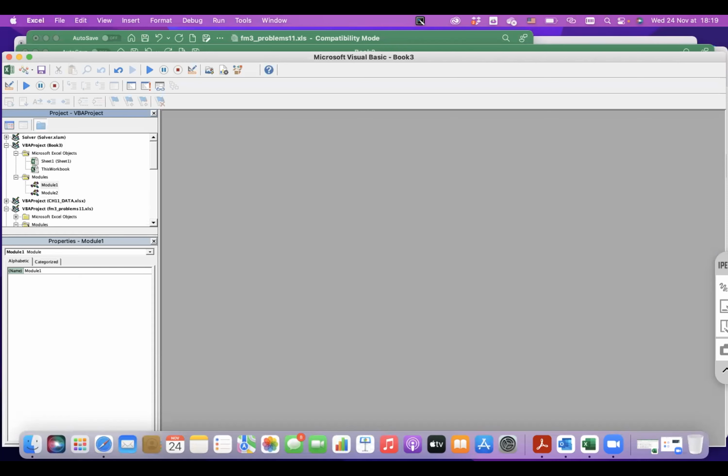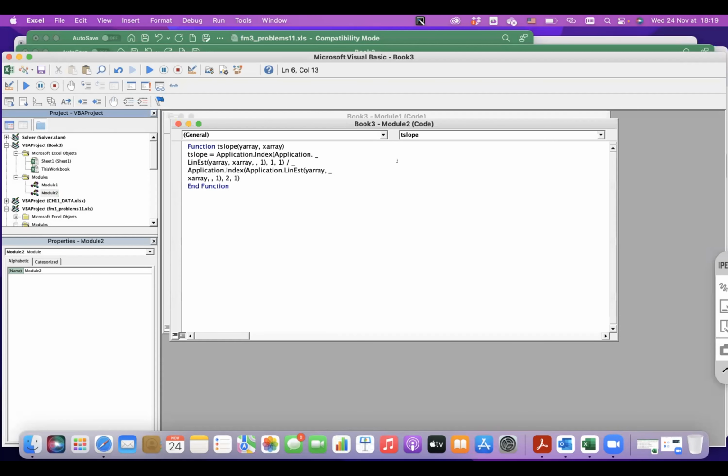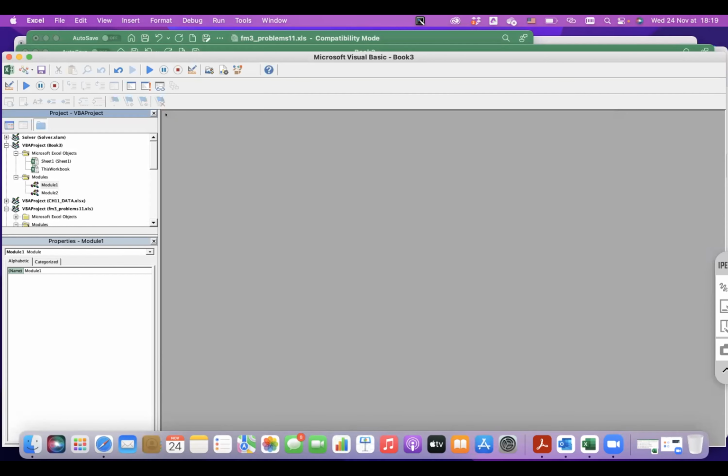If you notice here in the book, we call it Book 3, under Microsoft Excel Objects you find Modules below. Now we have two modules, module 1 and module 2. Just click on one of them and it will open the function t-intercept here. You click on module 2 and you get the t-slope here. Easy.